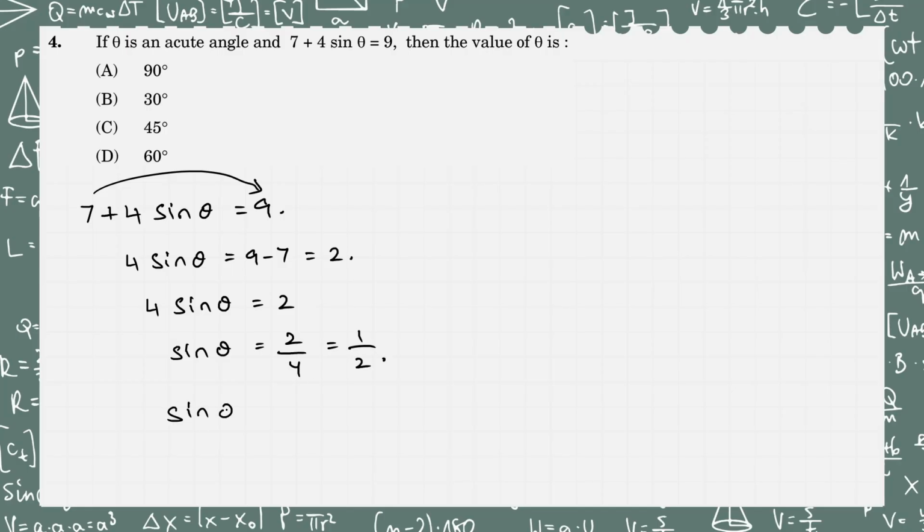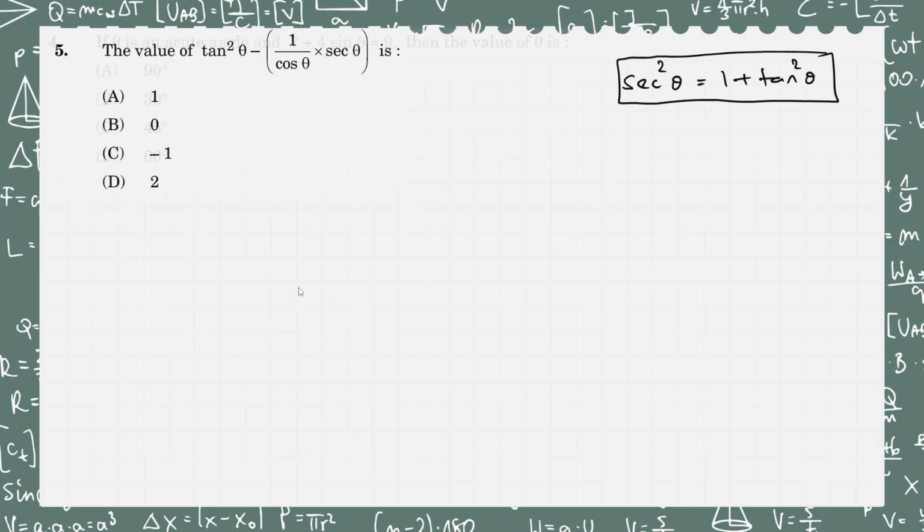But we know 1 by 2 is the answer for sin 30 degrees. So we can write here, replacing 1 by 2 with the sin 30 degree. So this should imply that theta equal to 30 degree. So the correct answer is option B. Let's move on to the next sum.